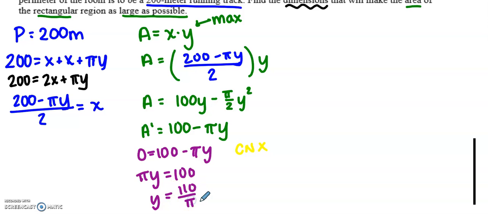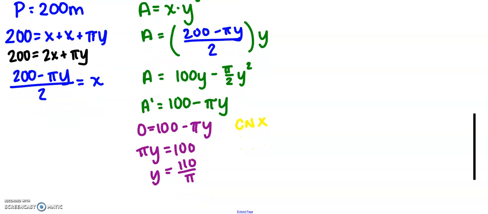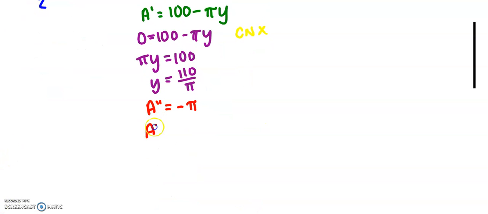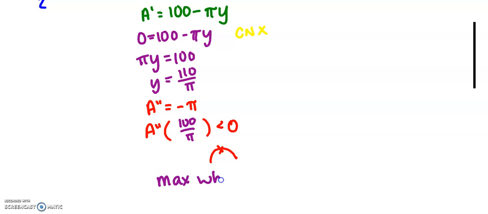Now, to test this, I could do a number line, or I could take the second derivative, A double prime. A double prime is just negative pi. Well, then A double prime, no matter what, even if I plug in that 100 over pi critical number, definitely comes back less than 0, which means that I have a graph that is concave down, and so I have, in fact, found a maximum. So there's a max when y is equal to 100 divided by pi.